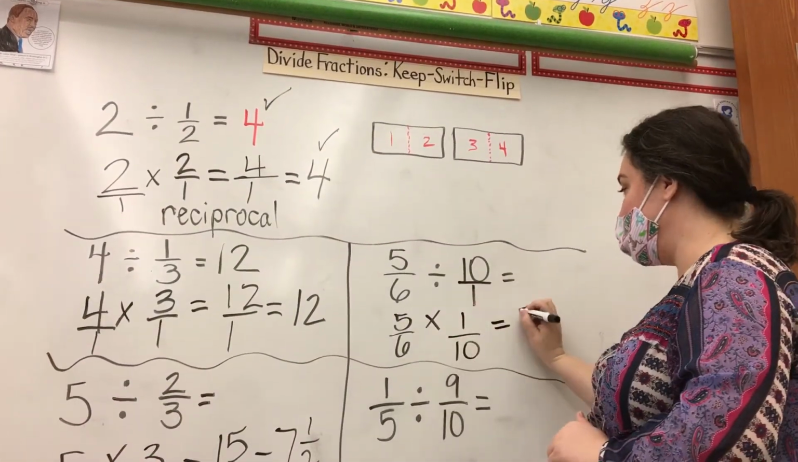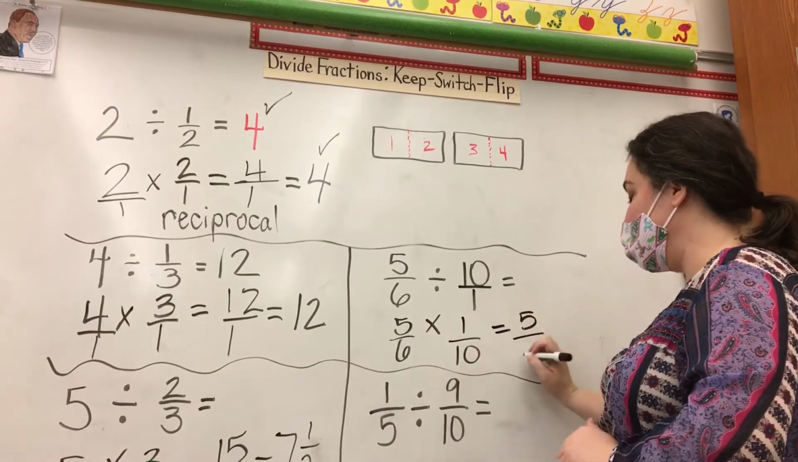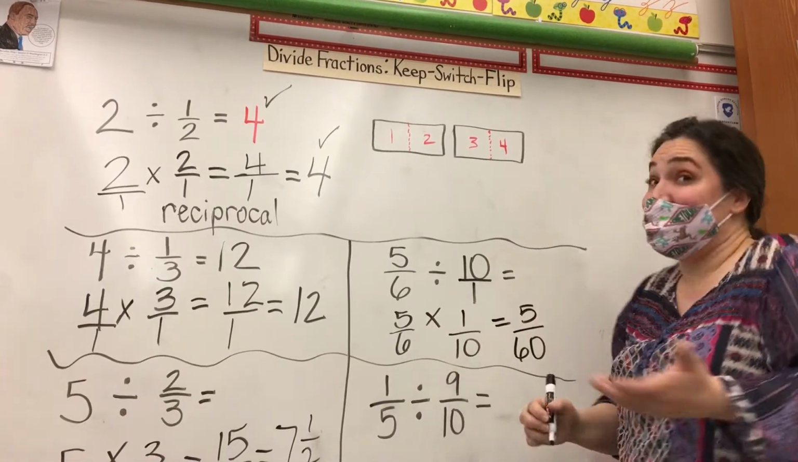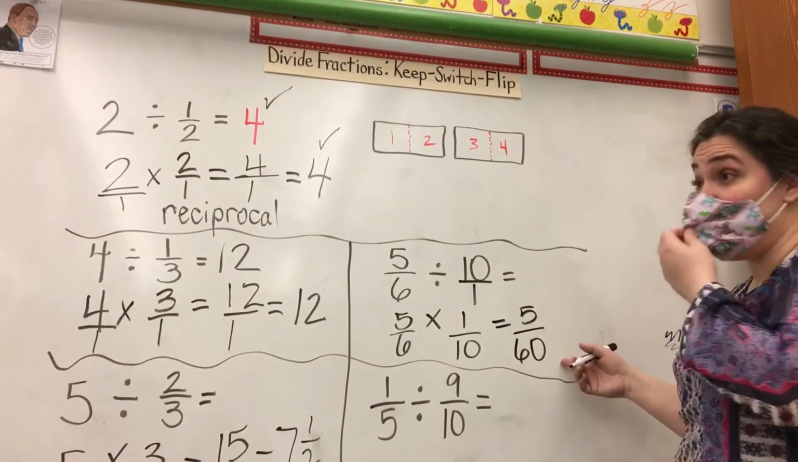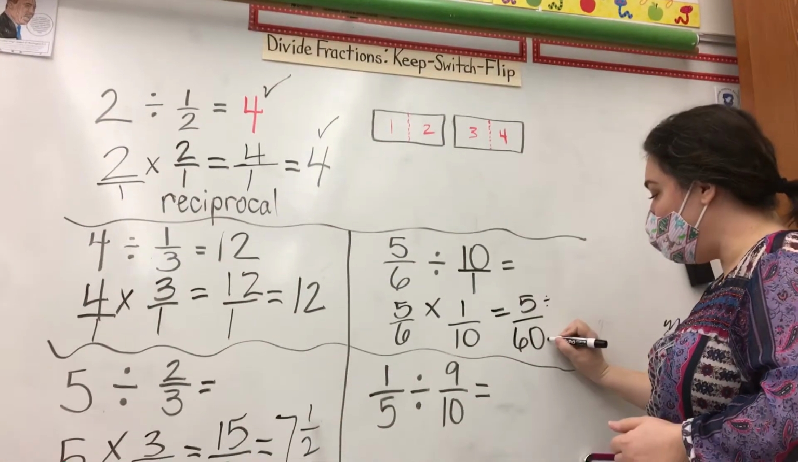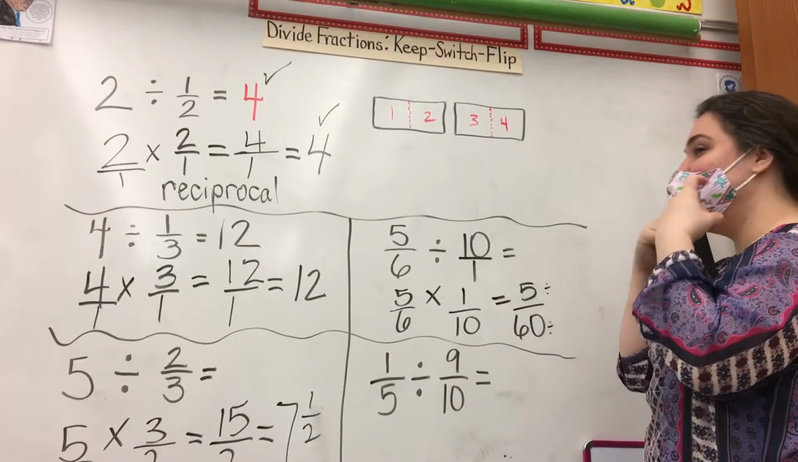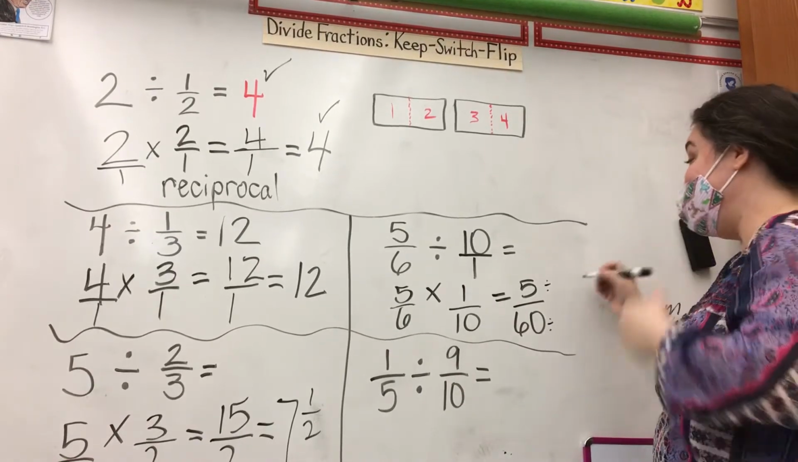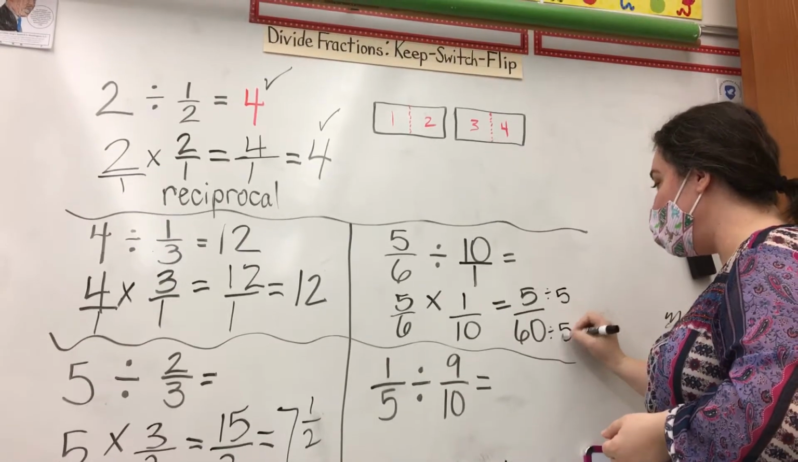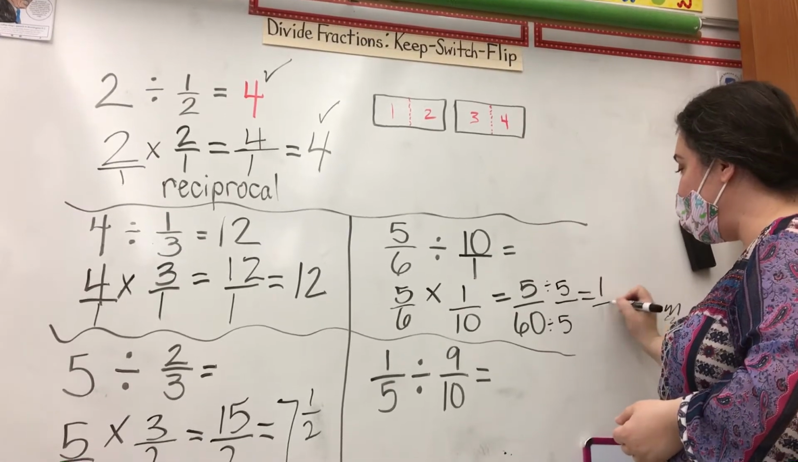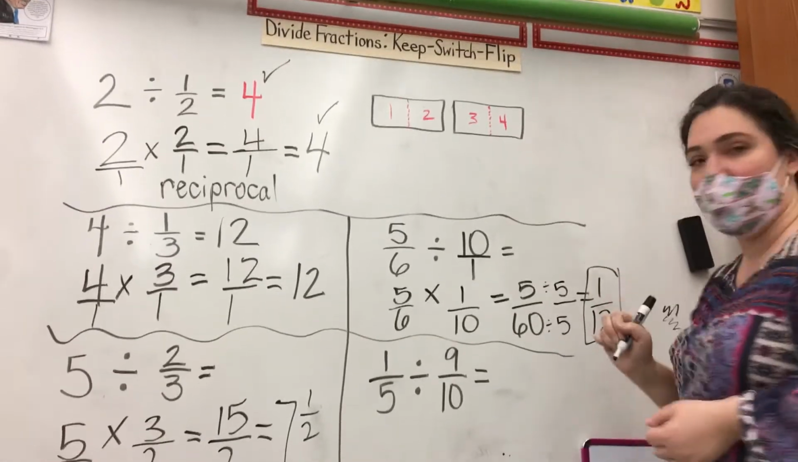Now we can multiply. 5 times 1 is? 5. 6 times 10 is? 60. Well done. Sometimes we do have to simplify. Can you think of a common factor that goes into 5 and 60? 5. It's got to be 5. 5's a prime number. It can only be 5. So if I go ahead and simplify this one, my final answer is 1/12.